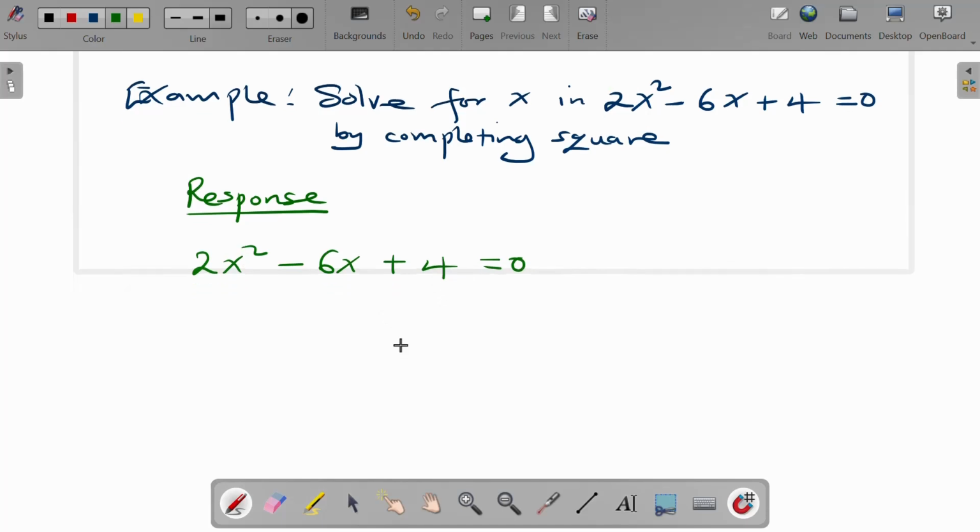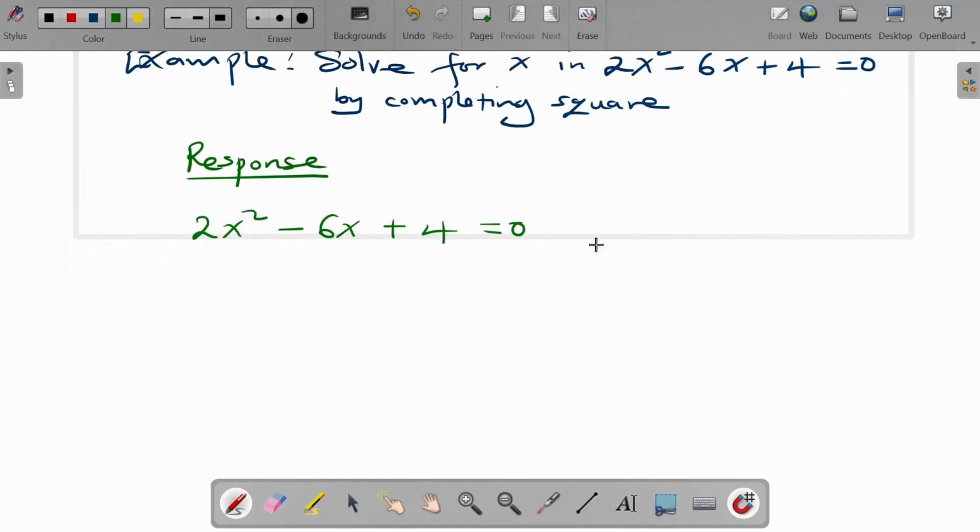So we take on the first step. We take this constant 4 on the right hand side. We are having 2x squared minus 6x plus the 4 minus 4 equals to 0 minus 4. So here we have the 2x squared minus 6x equals to the negative 4.